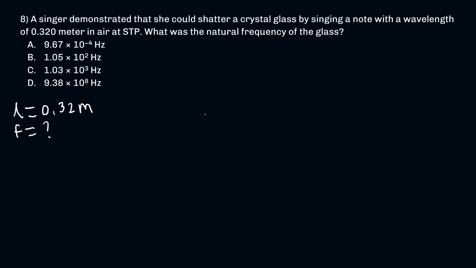Below the speed of light in a vacuum, you have there 3.31 times 10 to the second meters per second, or in better terms, 331 meters per second. That is the speed of sound in air. So that's what they're giving us when they say in air at STP, and you're singing that note. So the velocity here of the wave is 331 meters per second.